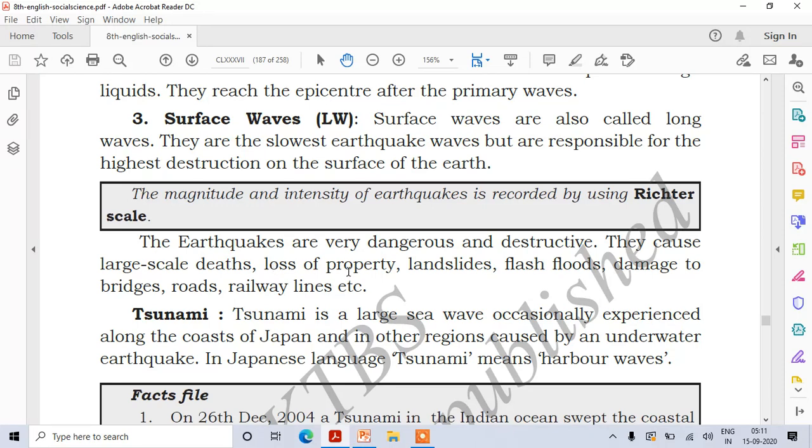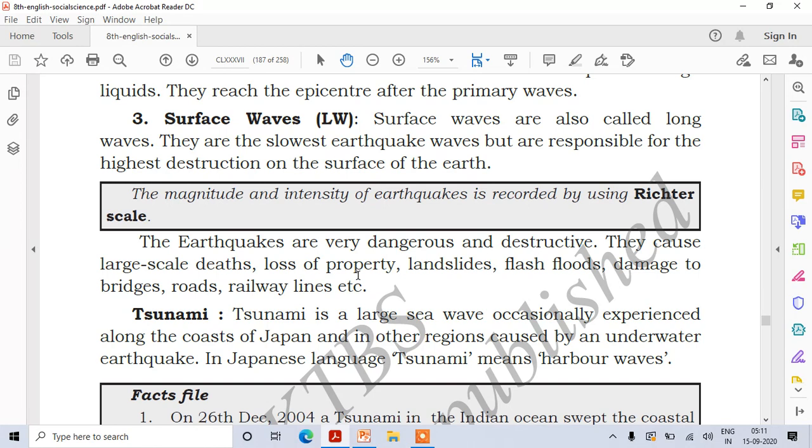Loss of property, houses will be broken down, vehicles will be broken down. Landslides can also occur because of earthquakes. Flash floods can occur. Damage to bridges can also occur. Even roads will be broken down. Railway tracks, railway lines will also get damaged because of the earthquake. So this was all about the earthquake.